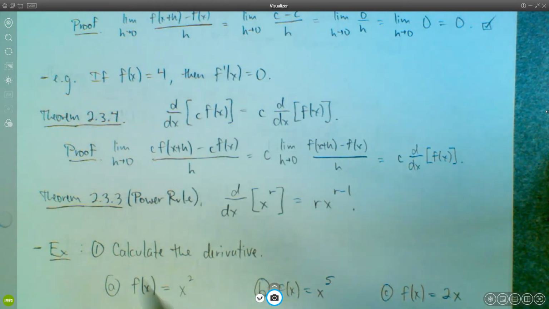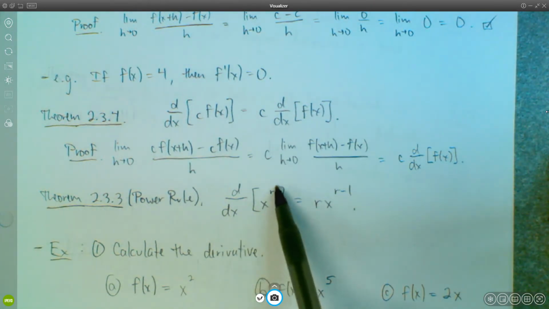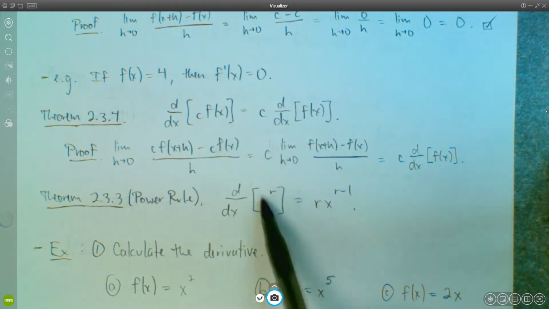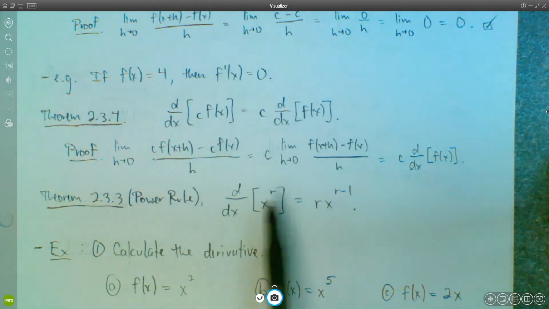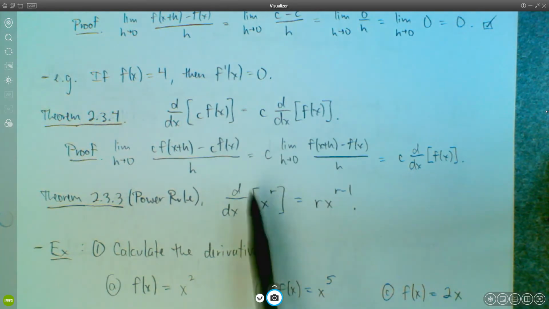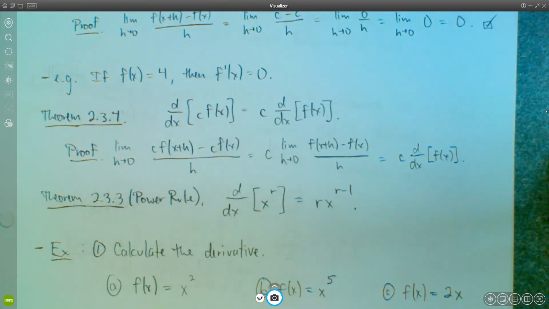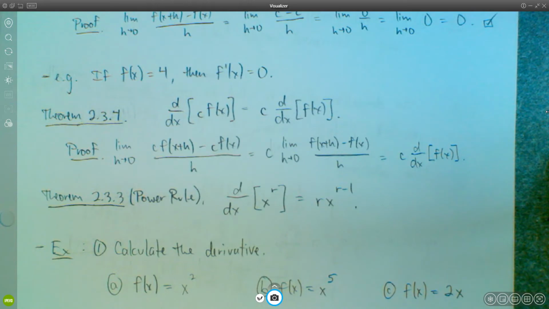The book gives two versions of this rule. It gives a version that's 2.3.2 and then 2.3.3. The only difference is that in 2.3.2 they are limiting the exponents to be positive whole numbers. But in 2.3.3 they point out that actually that rule works for any real number, and so I'm just giving the more general version of the rule, because it'll work for any real number.